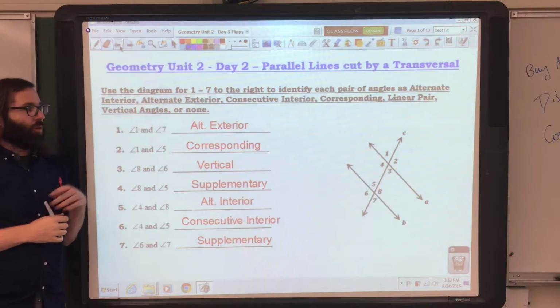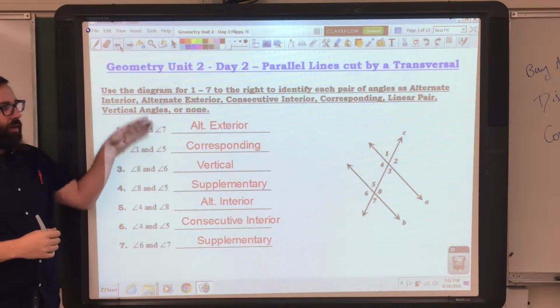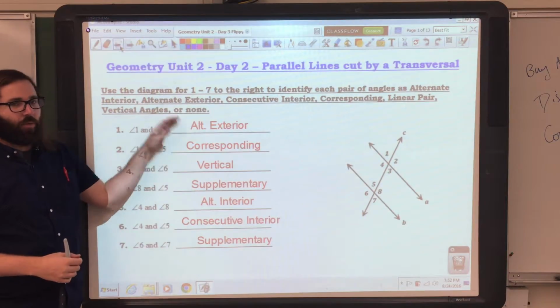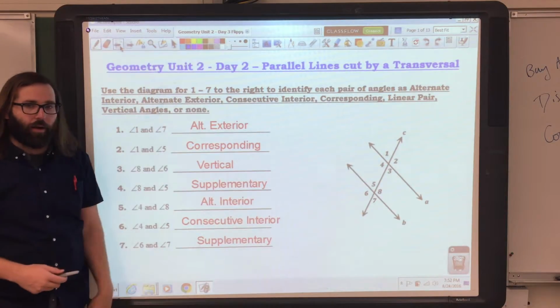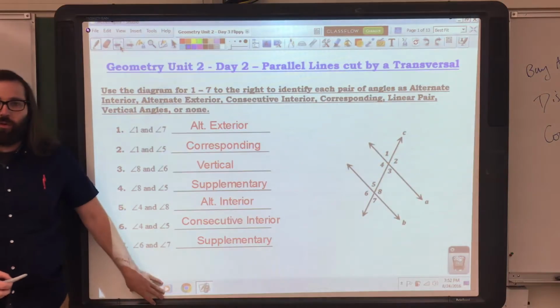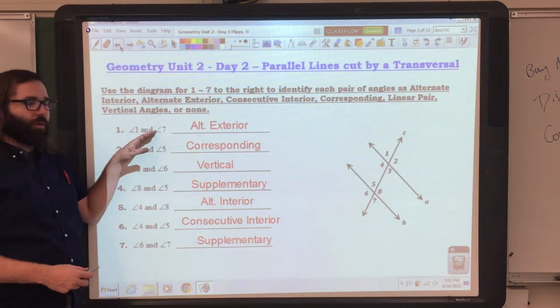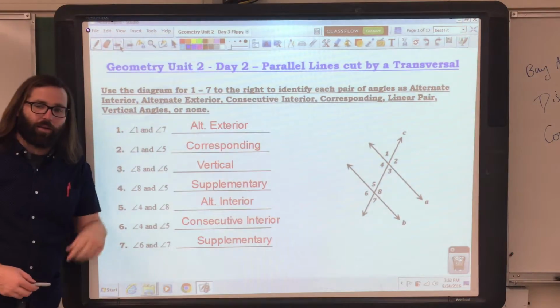Alright, so take out your homework, check your answers from last night. This one you just had to identify what type of angles they are. So check your answers. If you're confused on something, star it so we can come back when I get back.